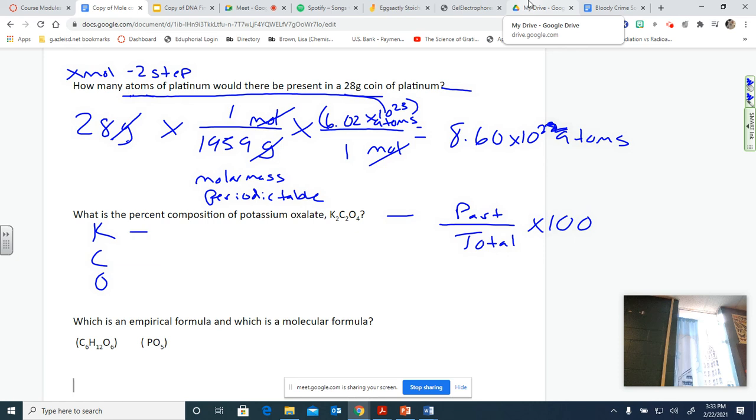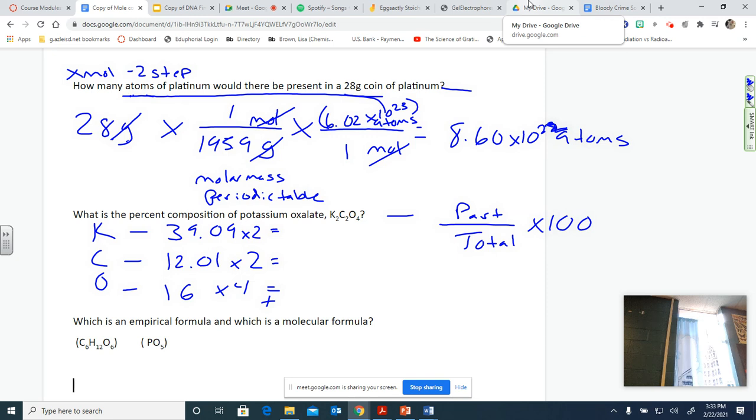Potassium is 39.09. So I'm just getting its mass. 39.09, but there are two of them. So it's multiplied by two. Carbon is 12.01, but there are two of them. So times two. Oxygen's mass is 16. There are four of them. So times four. I'm going to add all those up, and that's the total. That's the molar mass.